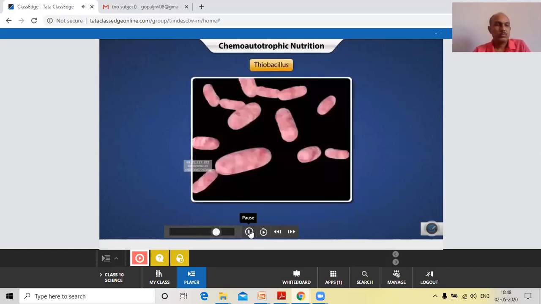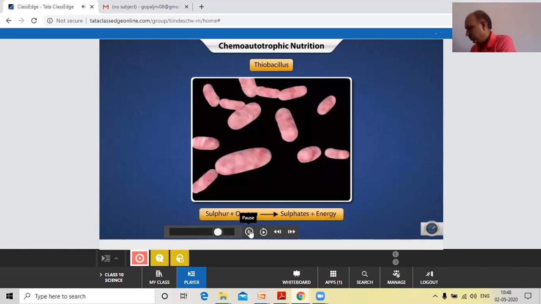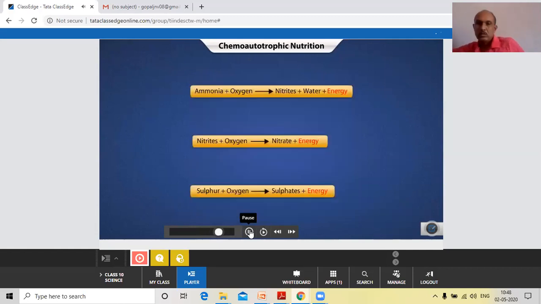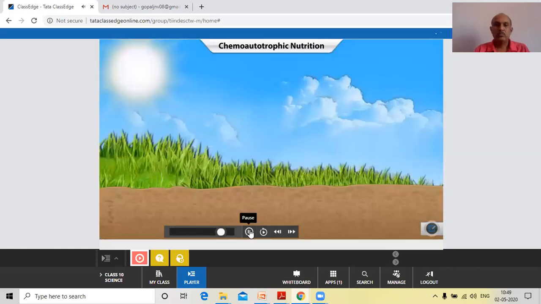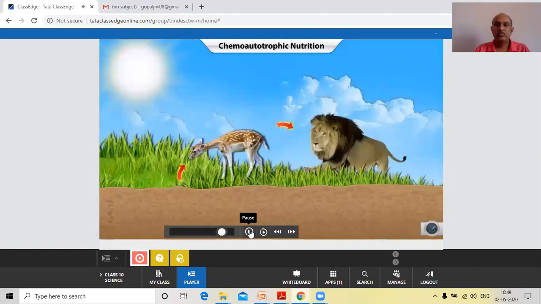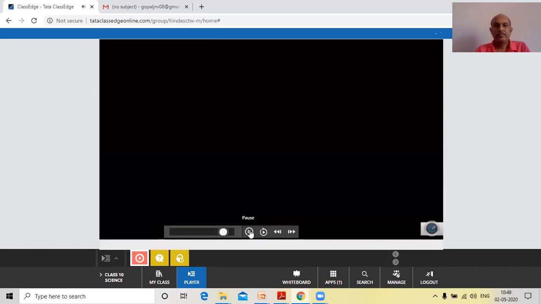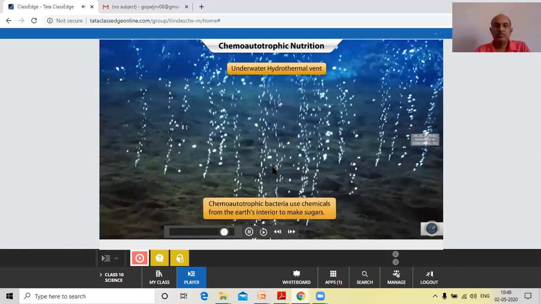Similarly, Thiobacillus or sulfur bacteria oxidize sulfur to make sulfates and release energy. The energy released in each of the above reactions is the result of the oxidation of inorganic substances. Isn't it remarkable that these organisms have the ability to support a complete food web without the need for light? Some chemoautotrophic bacteria are found near hydrothermal vents in the dark depths of seas. These bacteria take energy from chemicals that trickle out of the Earth's interior and use it to make sugars.